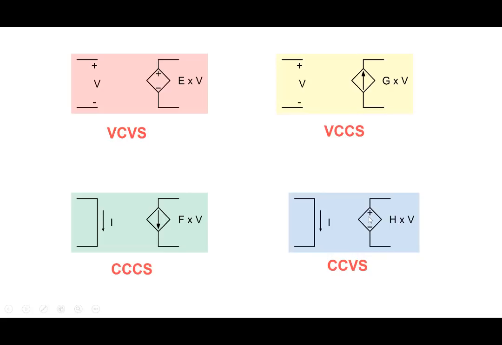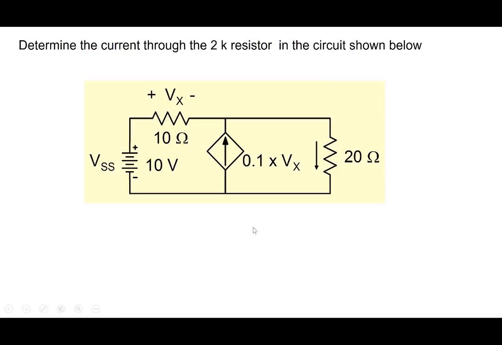Current controlled voltage source is a voltage source, but controlled by a current. So H into I here. And this should be F into I here, right? So these are there. So let's use this in an example.